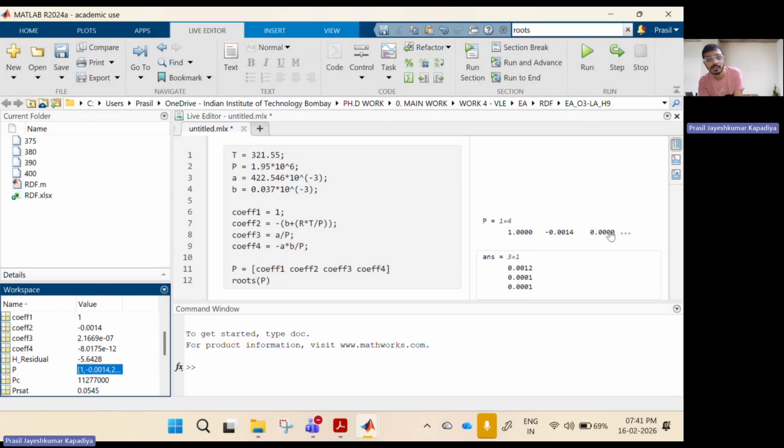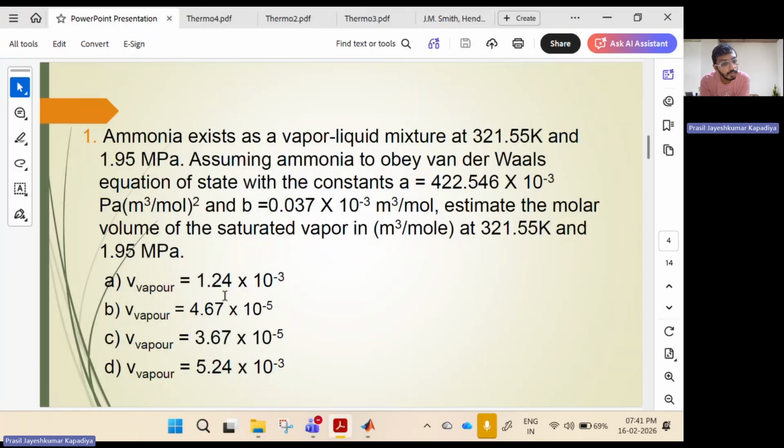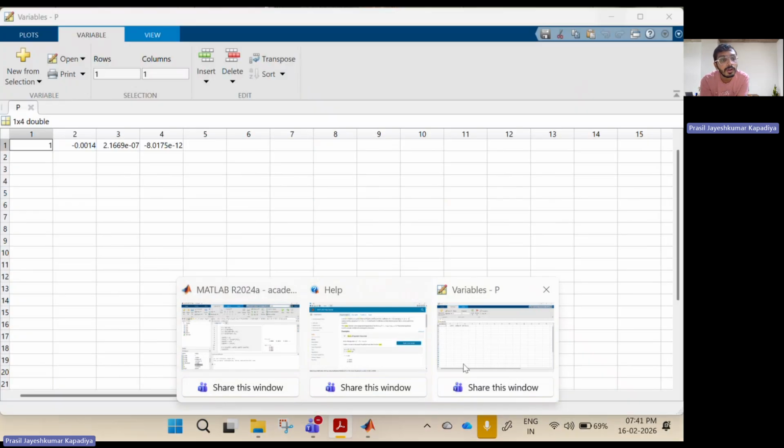Second root doesn't make any sense, and third root and fourth root are 0. So this means that liquid and vapor volume is very, very less. So liquid volume is very, very less, so this will be my vapor root, that is 0.0012. So that is equal to 1.24 into 10 raised to minus 3. It is 1.24.